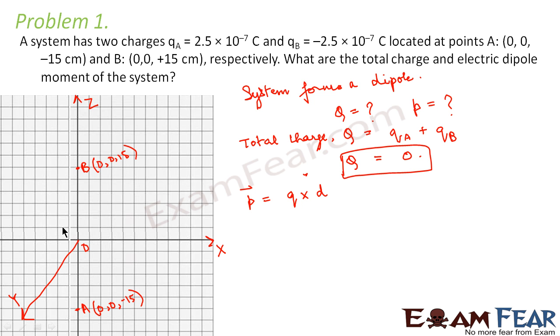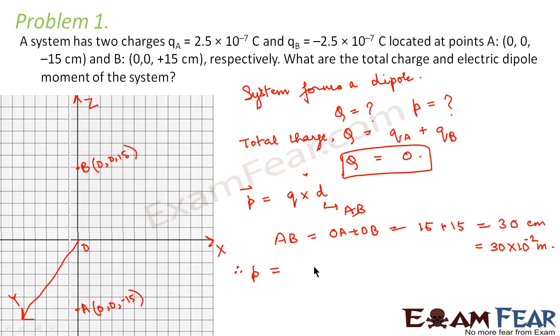So what is the distance between point A and point B here? So this D is nothing but AB in this case. So what is the value of AB? It is nothing but OA plus OB. So here we are considering only the magnitude. So this comes out to be 30 centimeters, which can be written as 30 into 10 to the power minus 2 meters.